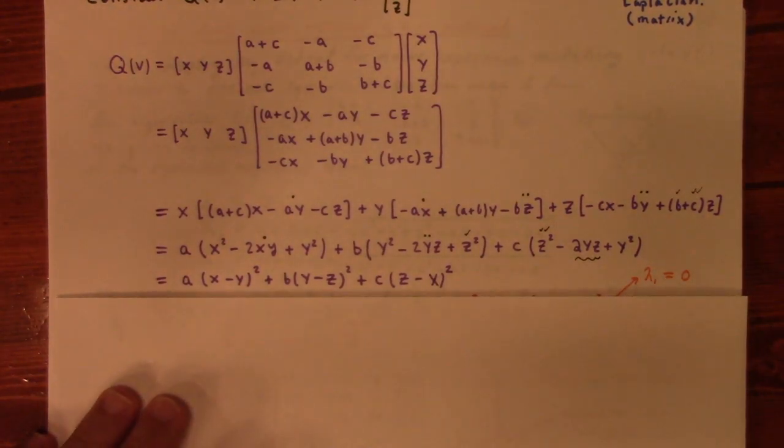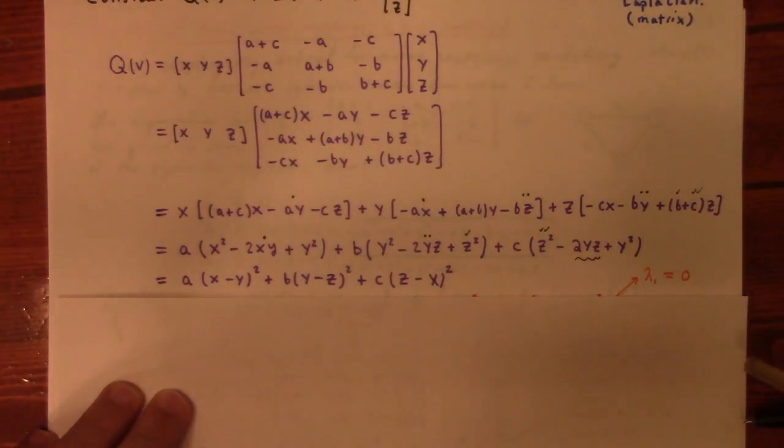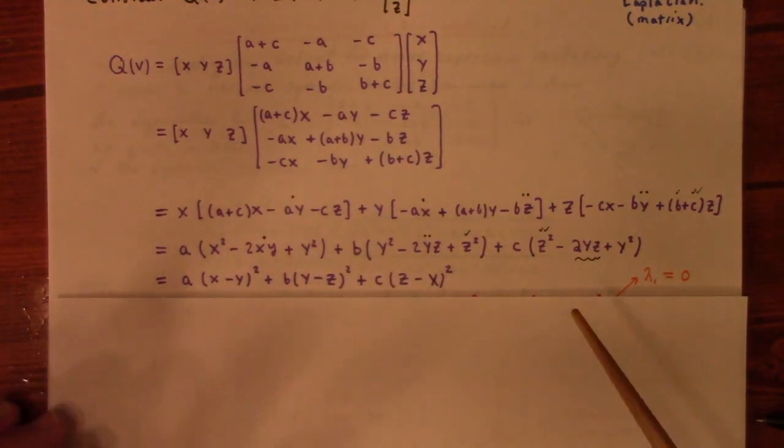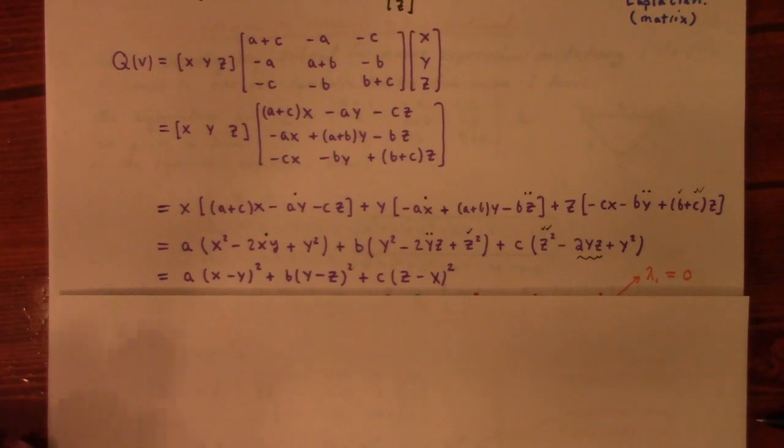c times x minus, I'm going to make myself, I keep forgetting where the camera goes. I'm just going to stick this pen here so I can remember. c times (z minus x) squared.